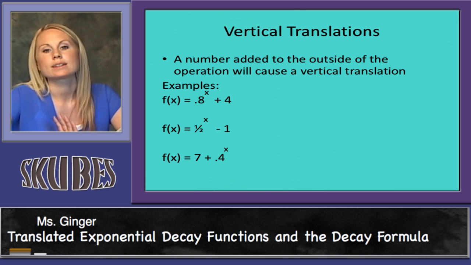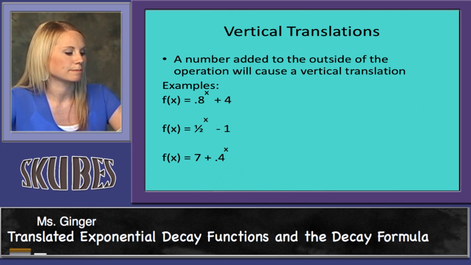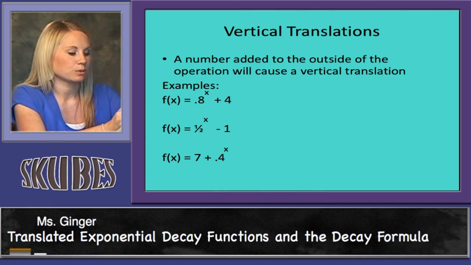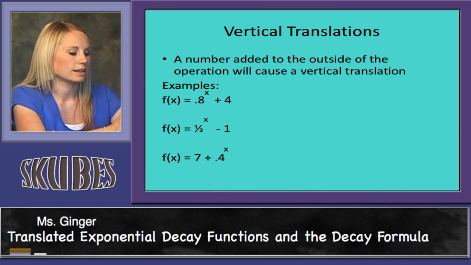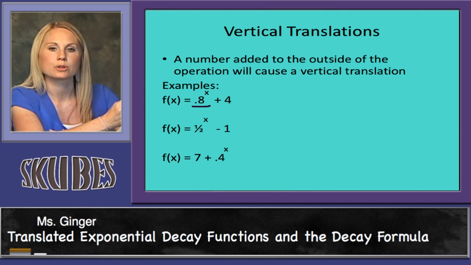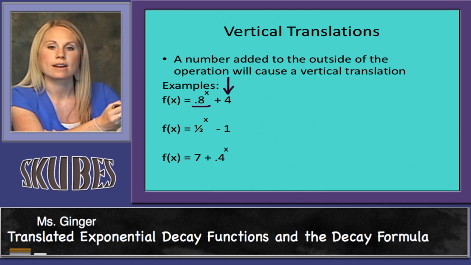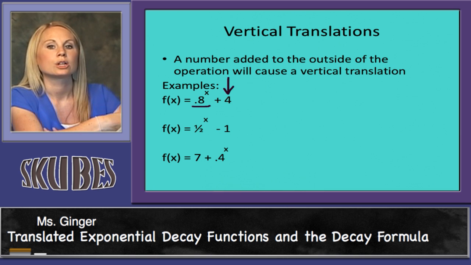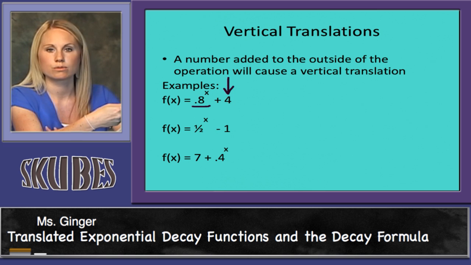Alright, so we're going to take a look at some examples of things we might see that have these translations applied. The first one here, we have f of x equals 0.8 to the power of x plus 4. We can see that it is decay because it's a number between 0 and 1 as the base, and that we have a number added on the outside, which is going to cause, remember, a vertical translation. So that one would be shifted up 4 units.